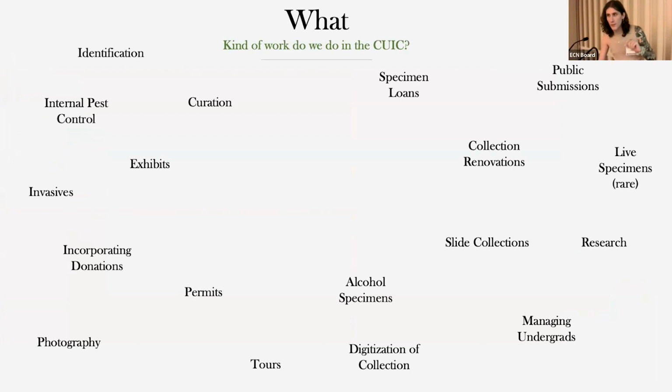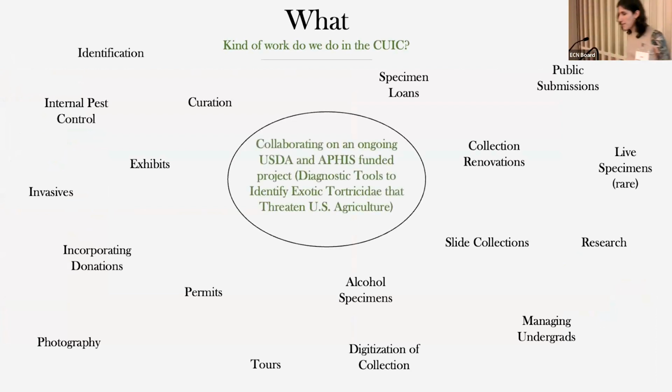But I want to talk about a particular project that I'm involved in, which is a USDA and APHIS-funded project titled Diagnostic Tools to Identify Exotic Tortricids that Threaten U.S. Agriculture. Ah, yes, the tortricids, the superior form of all that is Lepidoptera. I'm glad you all agree. And what exactly are the tortricids?